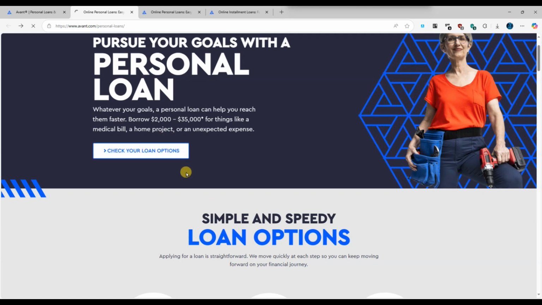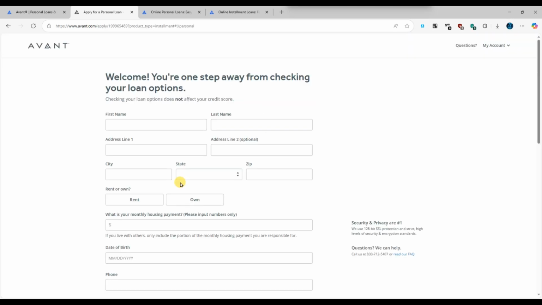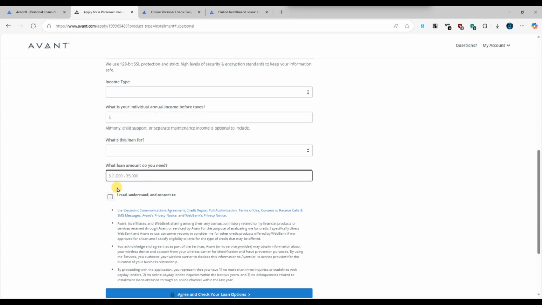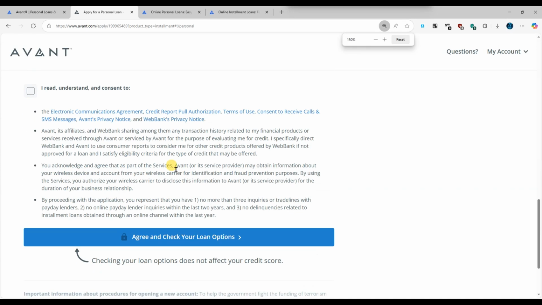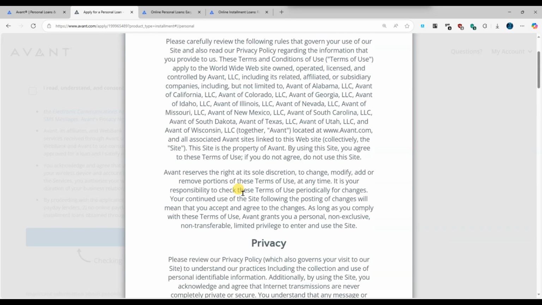Then review the terms related to missed payments or defaults. See what happens if you miss a payment. Some agreements mention grace periods, while others may lead to immediate penalties or account closure.